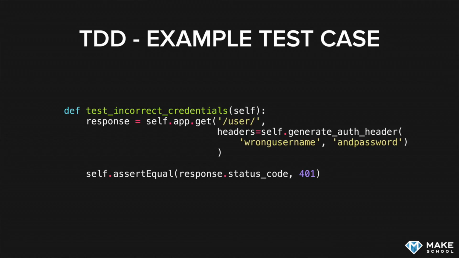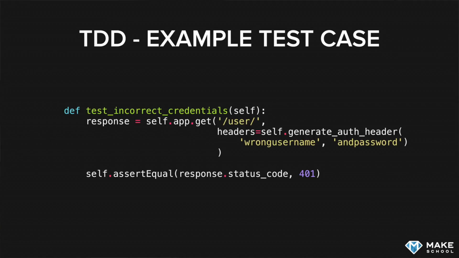What I do here is I call the server API with a GET request. I specify which endpoint I'm calling, which is the user endpoint. And I provide some headers in this case. I provide specifically a wrong username and a wrong password because I want to test that the server tells me that these credentials are incorrect. So that's the first part. I call my application, and then I receive the response.